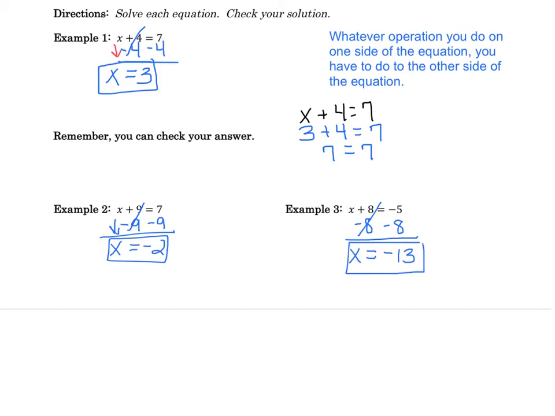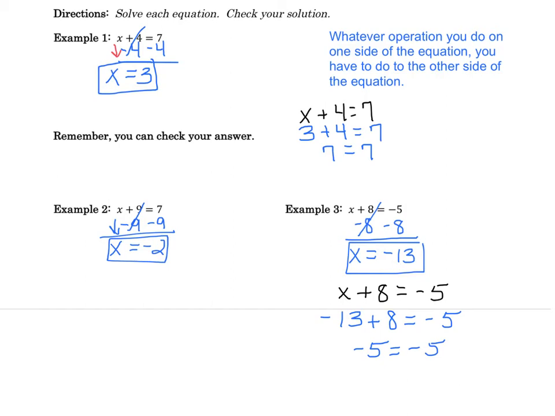Now remember, in example 2 and 3, you can always check to see if your answers are correct by replacing your variable with what you got and seeing if it works. So in example 3, we said x equals -13. Okay, so you have x plus 8 equals -5. You're going to plug in. We know x equals negative 13, plus 8 equals negative 5. Negative 13 plus 8 is negative 5. Does negative 5 equal negative 5? Yes, it does. Try to get into the habit of checking your answers to make sure it works.